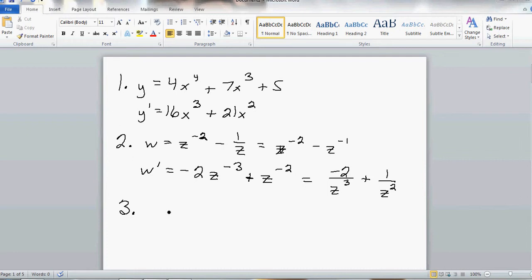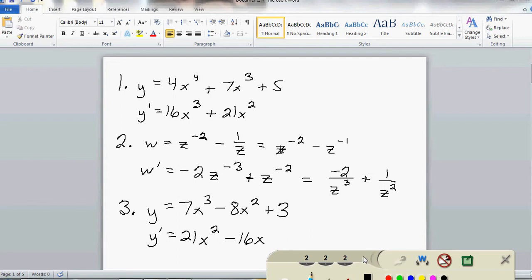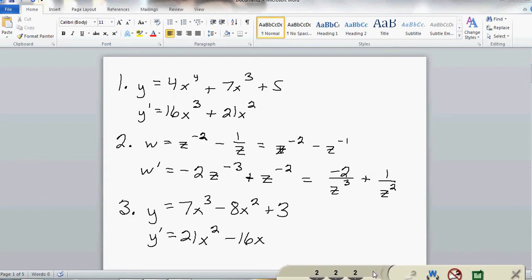So we start out with number 3, which is y equals 7x cubed minus 8x squared plus 3. I'll take the first derivative, that's y prime equals, okay, 7 times 3 is 21x squared, because we subtract 1 from it. Now here I'm going to take the 2 times the negative 8 and get negative 16x raised to the first power. I'm not going to put that first power, and this is a constant of 3, so we are done there. Now this is the first derivative.